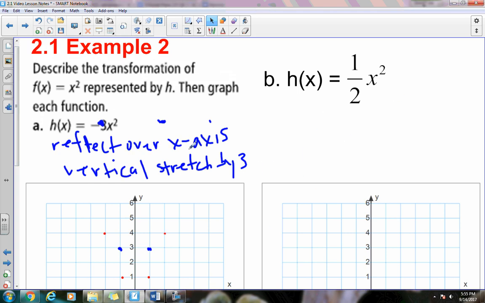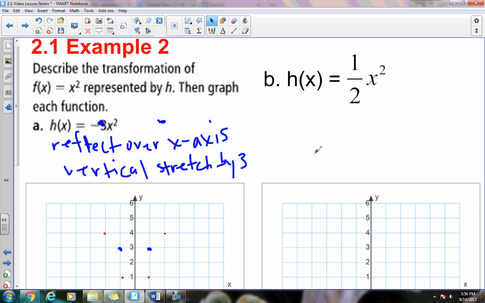All right, so what did we just do? We reflected over the x-axis and did the vertical stretch by 3, and I said to do your vertical stretches first. If there was a shift in here, I would do the vertical stretch, I would do the shift, and then I would reflect it over the x-axis at the end.